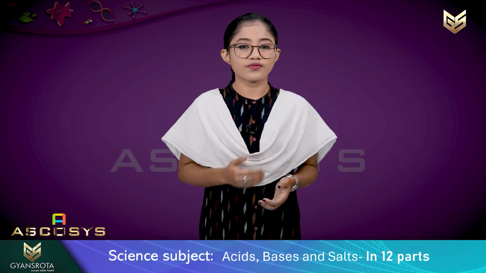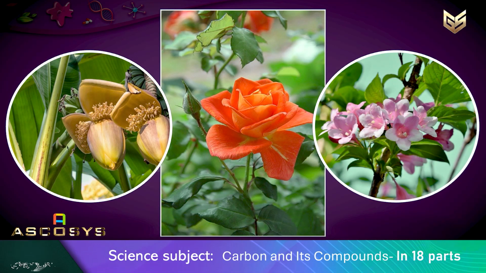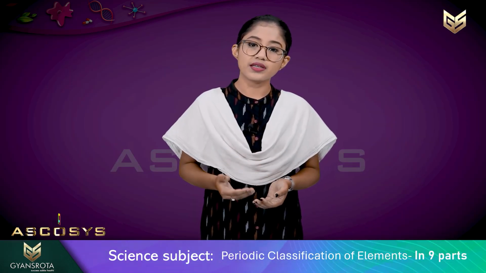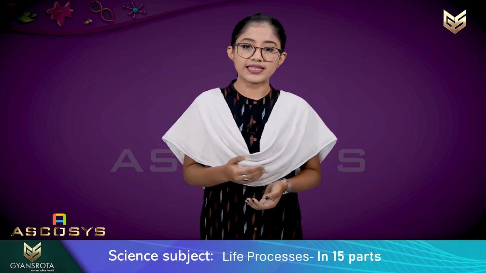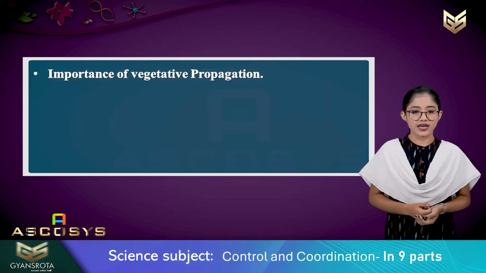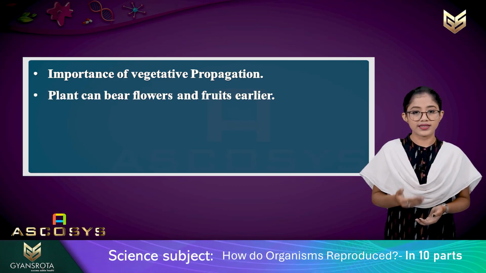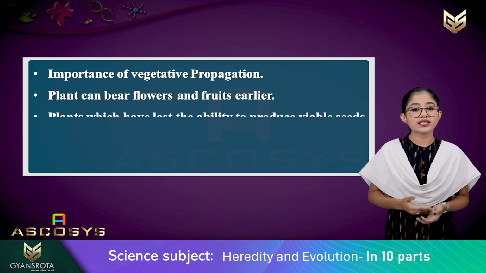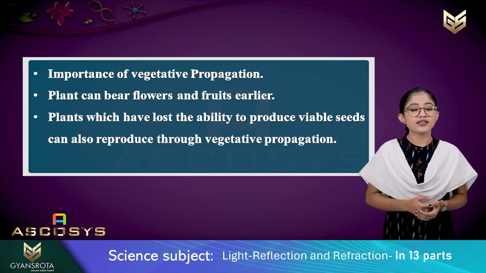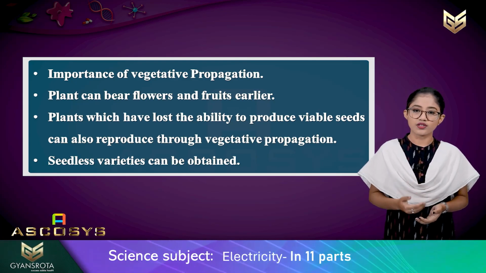Now there are some benefits of tissue culture. We can grow plants like banana, rose and jasmine that have lost the capacity to produce seeds. The plants are genetically similar to their parents, and it helps in growing seedless fruit. Overall, there are many advantages of vegetative propagation. Plants can bear flowers and fruits earlier than those produced by seeds. Plants which have lost the ability to produce viable seeds can also be reproduced through vegetative propagation. And through vegetative propagation, seedless varieties of plants can also be obtained.